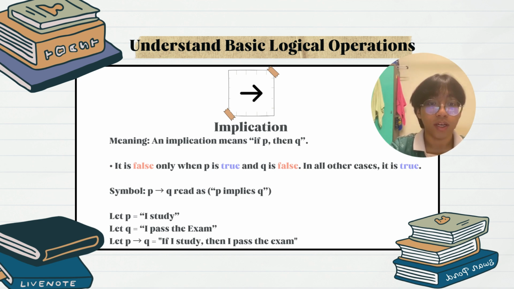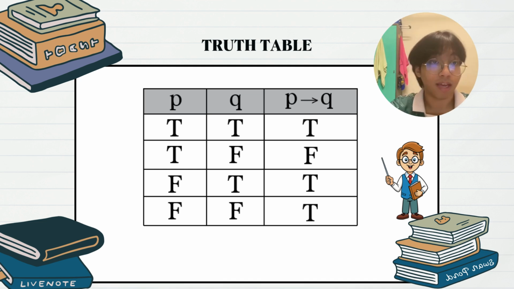To give you an easy example to understand, let P be I study, and let Q equal I pass the exam. If we let P implies Q, it is: if I study, then I pass the exam. As we have learned before, in the truth table, the truth value will be false only if the hypothesis is true and the conclusion is false.